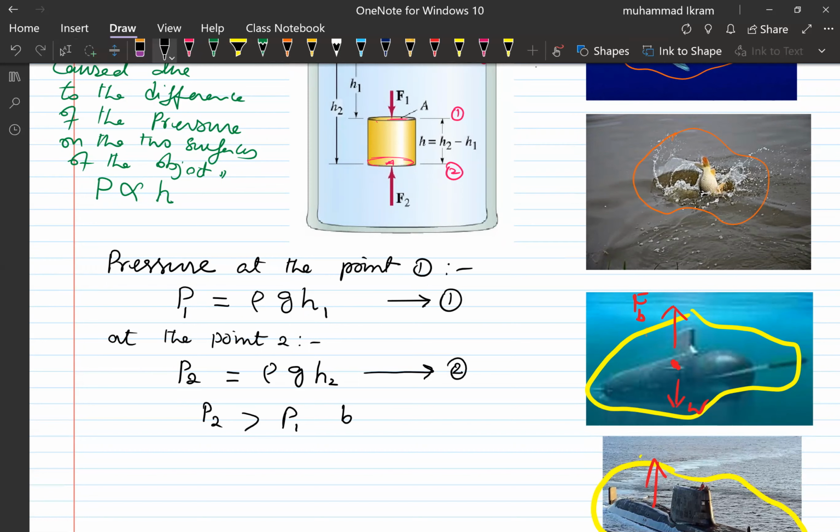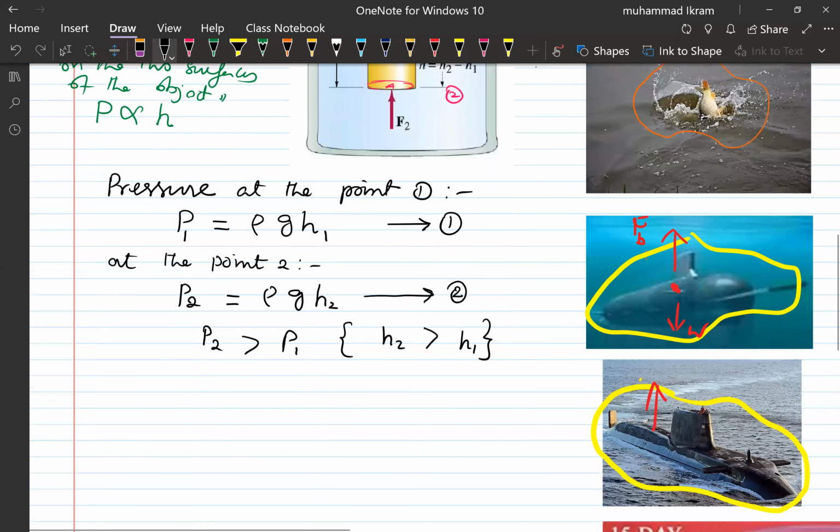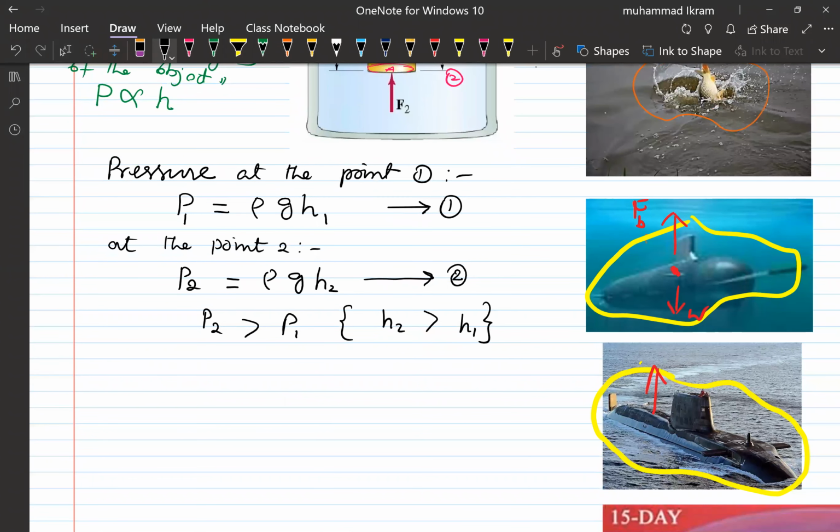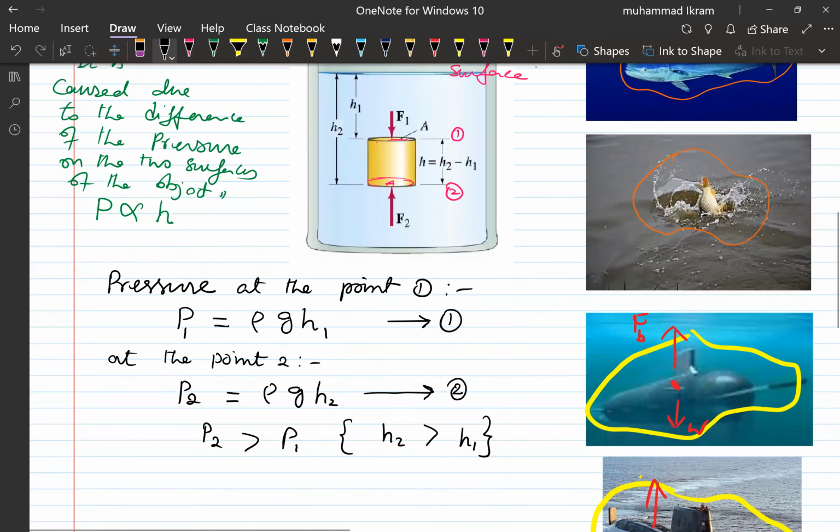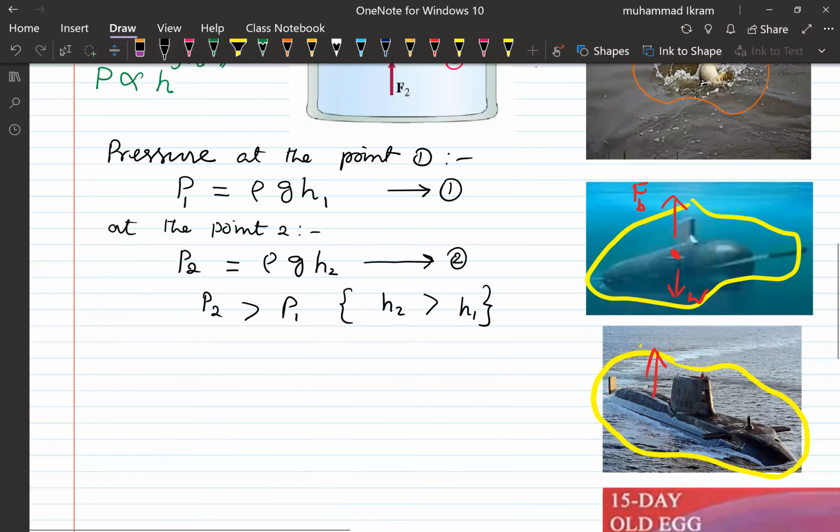The reason is very simple. It is due to the fact that the depth H2 is greater than H1. And this difference of pressure actually causes the buoyant force that acts on the object in the upward direction. So since P2 is greater than P1, may I write it like this? P2 is rho G H2, and this is rho G H1.